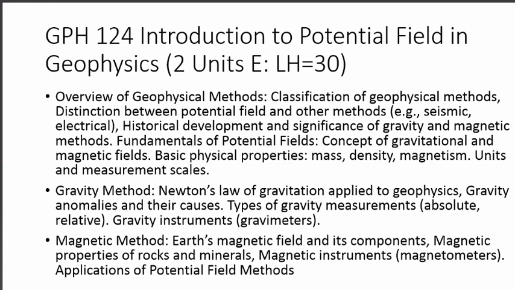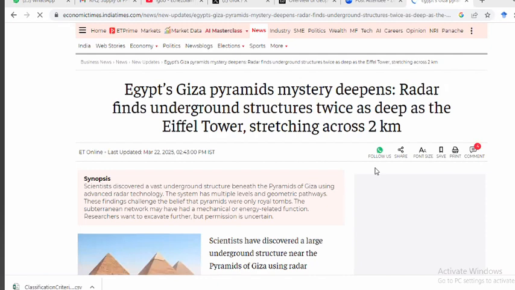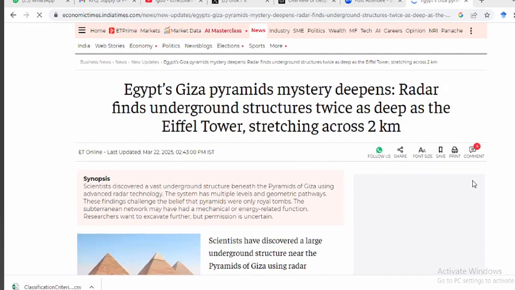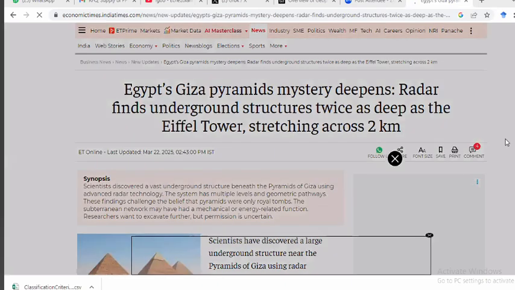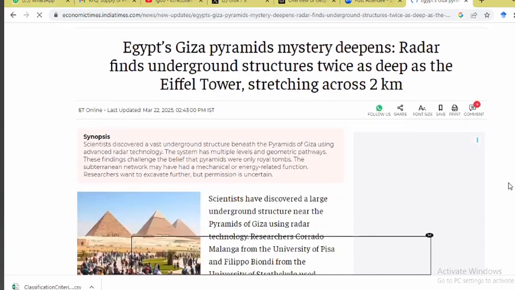All right. So I will just share. I want to share this with you. Please confirm you can see my screen and what can you see? Class, what can you see? Egypt's Giza pyramids.